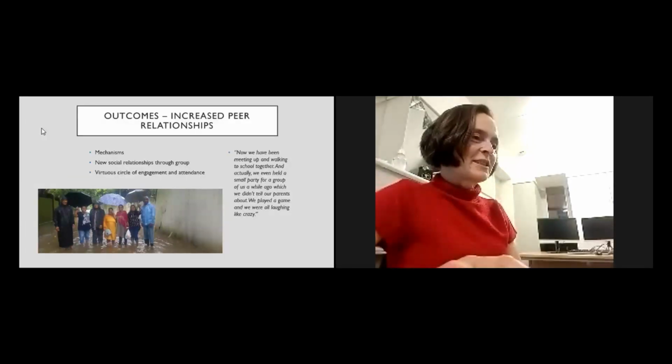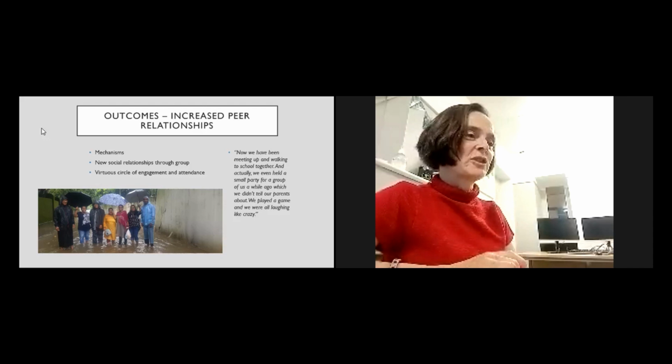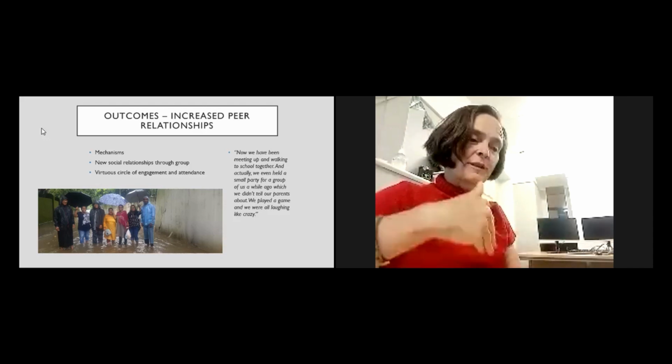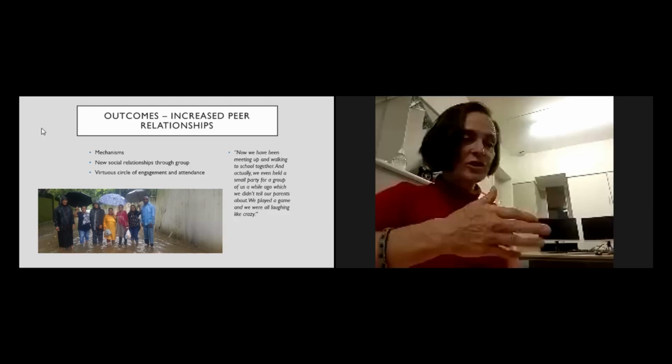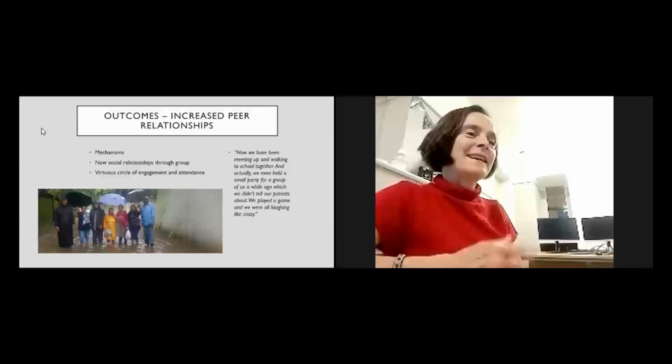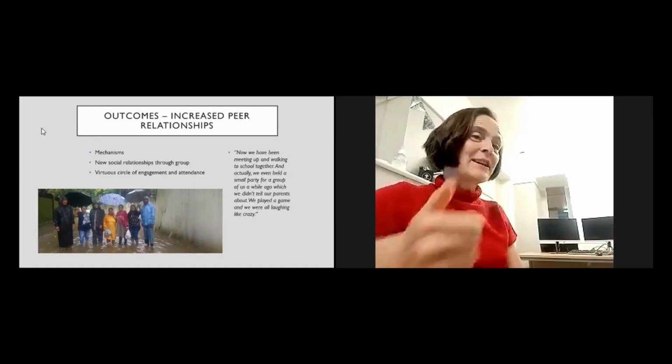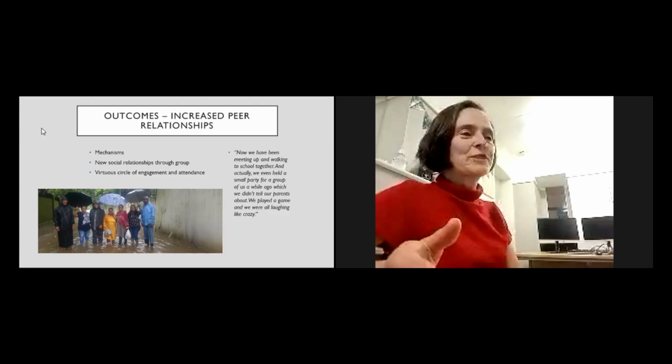Lots of them reported having new ties, and this was probably the biggest mechanism to bring change. Lots of them hadn't known their neighbours because of restrictions on women moving around. And this is just a great example of young women saying, now we're meeting up and we walked to school together, and we even had a party. We didn't tell our parents. We played and we were all laughing like crazy.